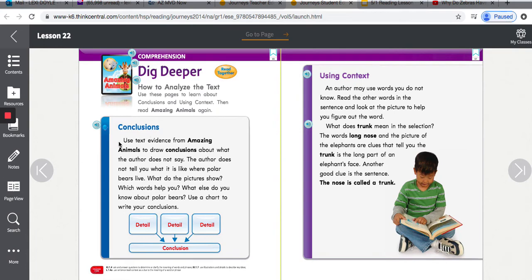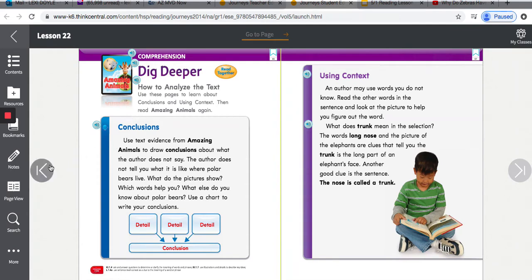Conclusion. Use text evidence from amazing animals to draw conclusions about what the author does not say. The author does not tell you what it is like where the polar bears live. What do the pictures show? Which words help you? What else do you know about polar bears? Use a chart to write your conclusions.